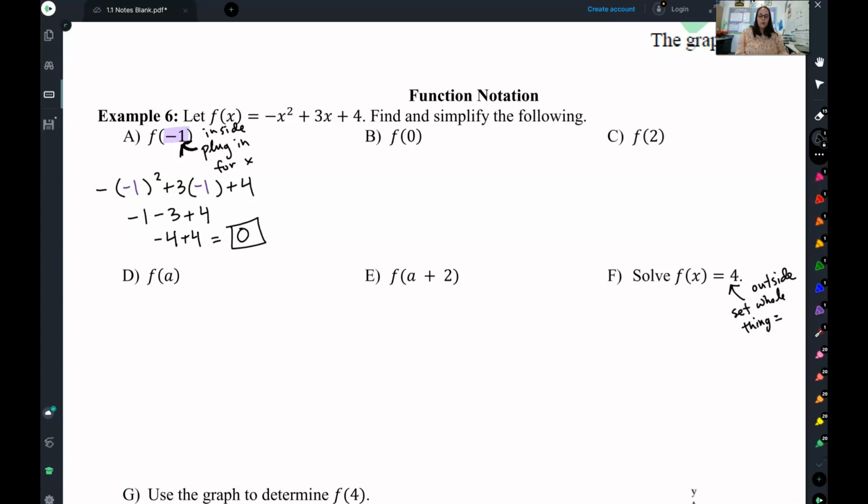So, understanding those basics, I want you to practice B, C, D, and E. So plug in 0, plug in 2, plug in a, and plug in a plus 2. So I want you to pause the video right now, try those 4 on your own, and then come back to check your answer and see how you did.